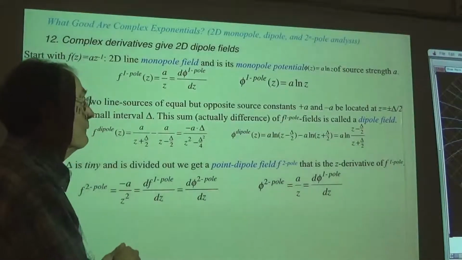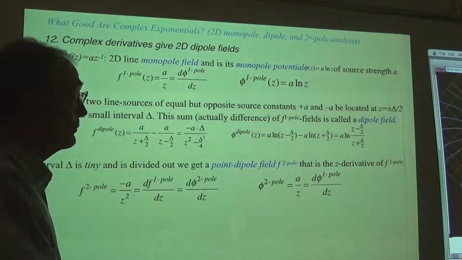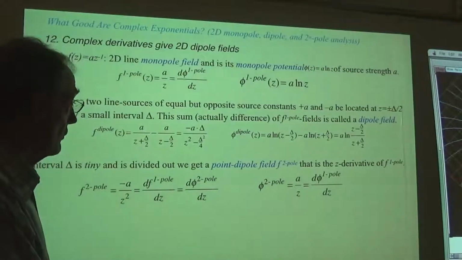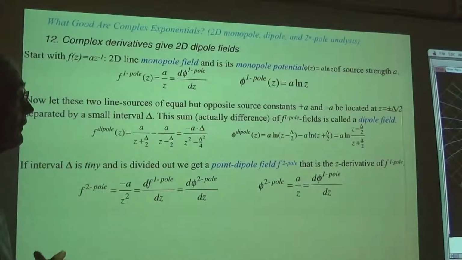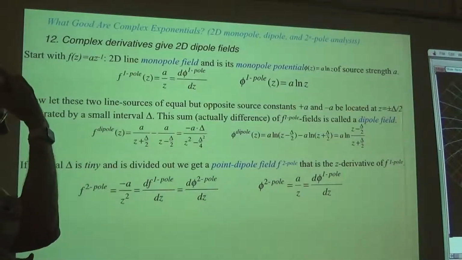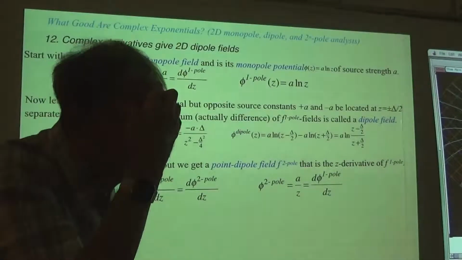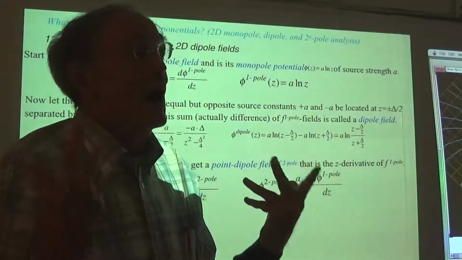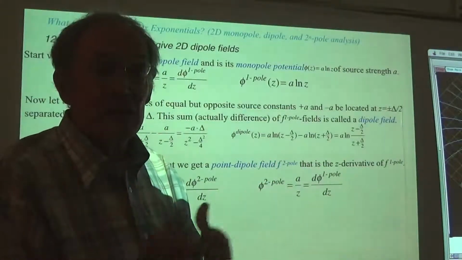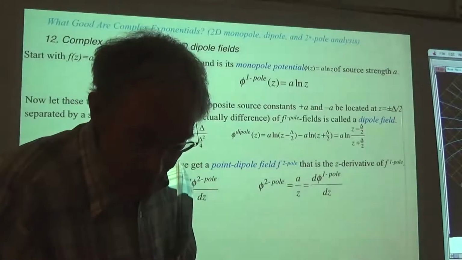We get 2 to the n pole if we've taken the nth derivative, and I'm going to look at a few examples of that. But in any case, that is the main little thing that I want you to realize, is that eventually we'll be putting together functions to make any kind of field you want using powers of z. Okay.